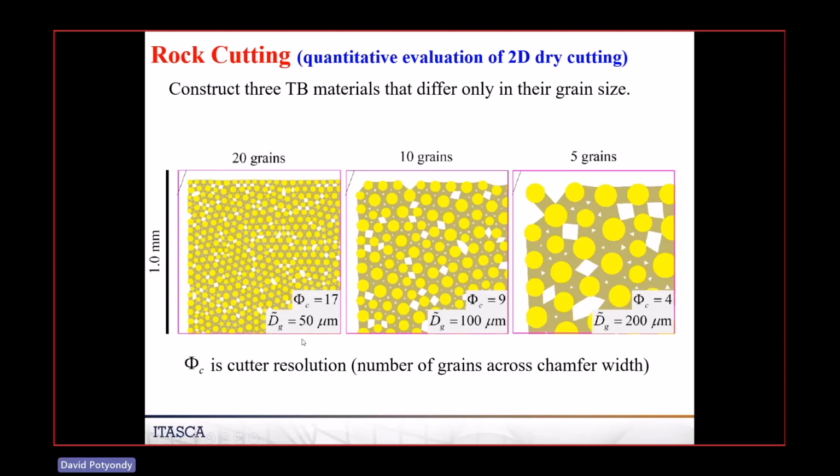This is the average grain size. That's the 50 micron. This is the 100 micron, then 200 micron. This again is a 1 millimeter chunk, right? So you can see bigger guys, bigger guys. This is the actual grain size, okay?